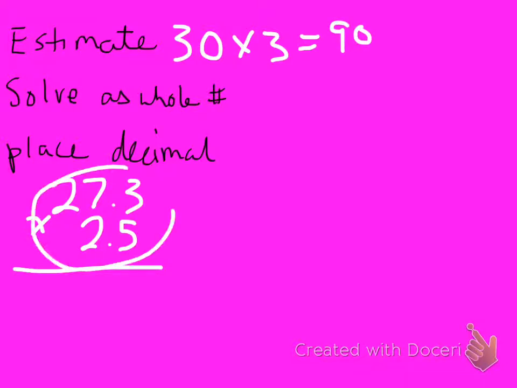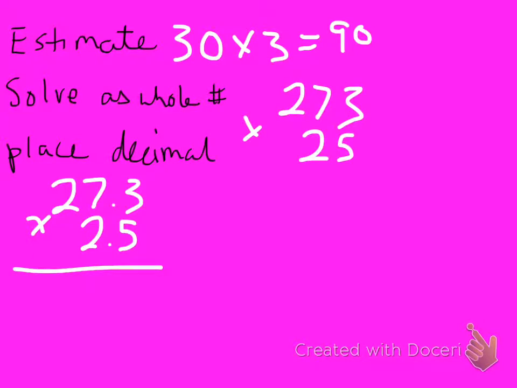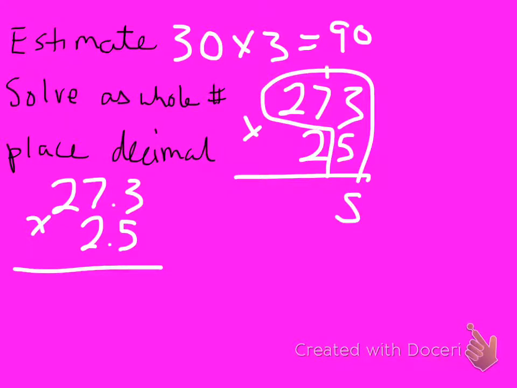Now I'm going to go ahead and solve this as if there were no decimals. So I'm going to take 273 times 25. Draw my little turtle head. 5 times 3 is 15. 5 times 7, 35, plus 1, 36. 5 times 2 is 10, plus 3 is 13. That was the turtle head.